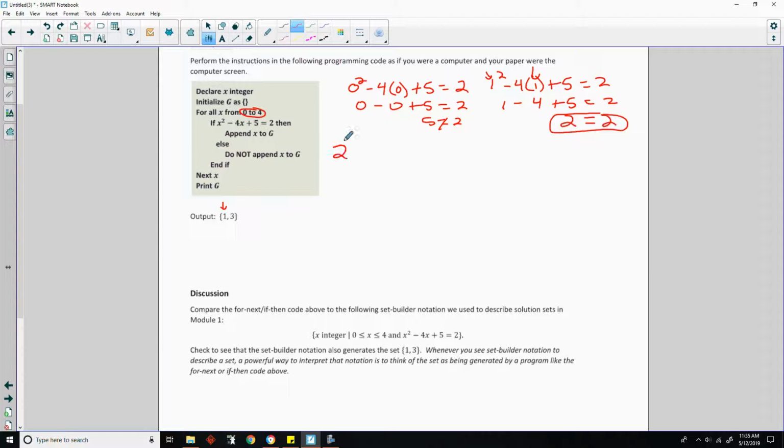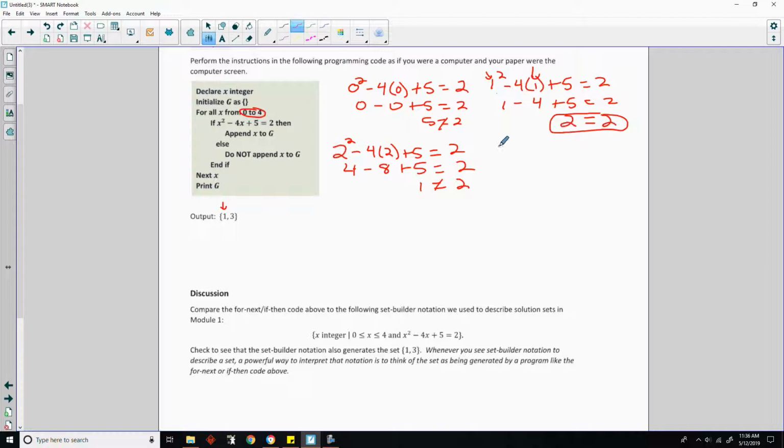So it's 2 squared minus 4 times 2 plus 5 equals 2. 4 minus 8 plus 5 equals 2. Well, 4 minus 8 is negative 4. Negative 4 plus 5 is 1. 1 does not equal 2. That is false. It is not printed.